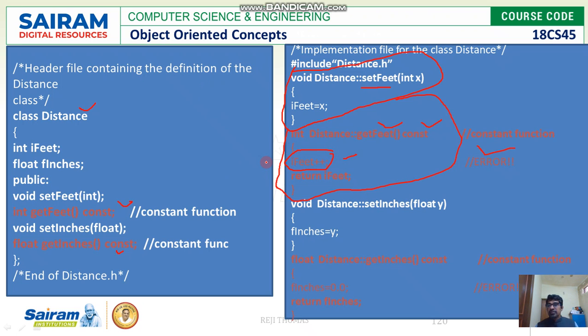So the meaning is I cannot change these values. I can access these values. What is there, I can access it. I can use it, but I cannot change its values. Look at the next one.